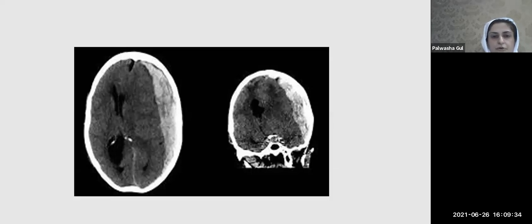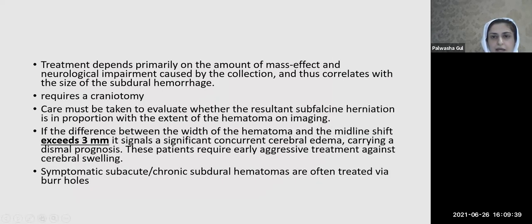So in this subdural hematoma, what I wanted to tell you is that, first, there's a difference in the evacuation of these hematomas. The acute subdural hematoma, if it is causing mass effect, would require a craniotomy, and an epidural hematoma would require a burr hole. That is one difference. And then the next thing you must see is if the resultant subfalcine herniation is in proportion to the extent of the hematoma on imaging.